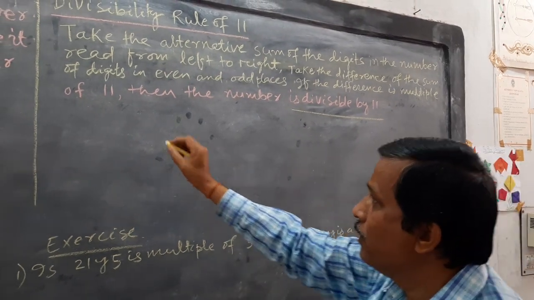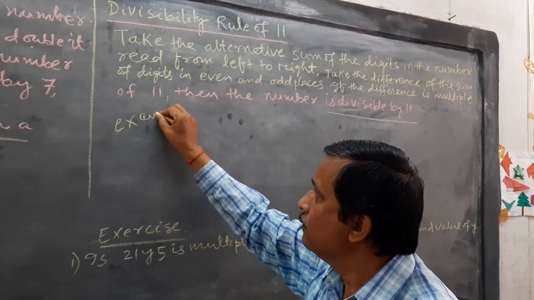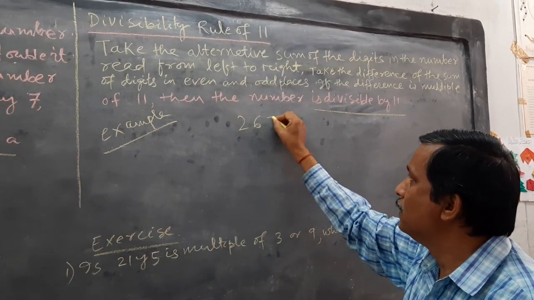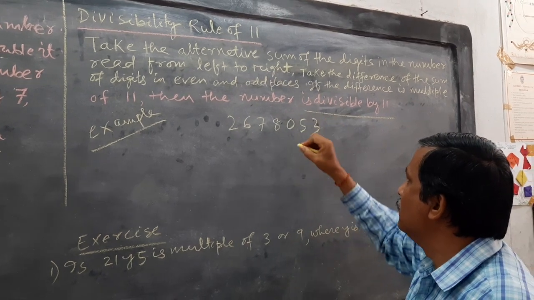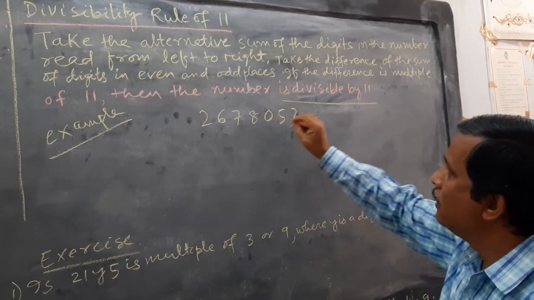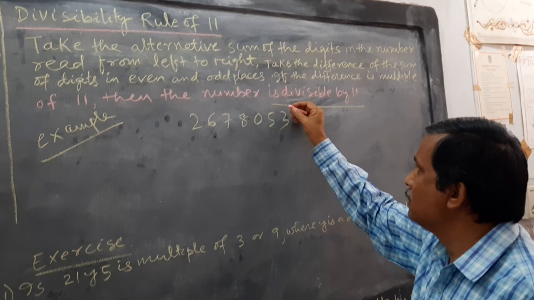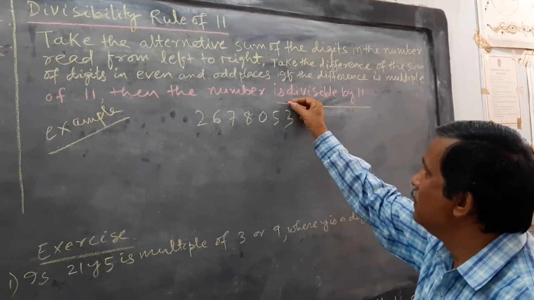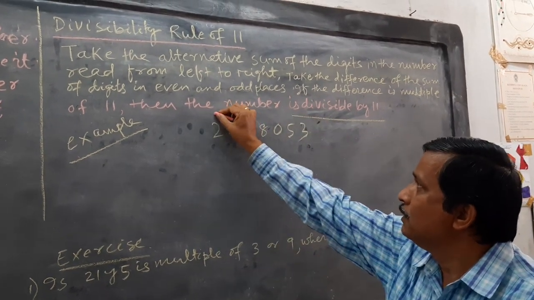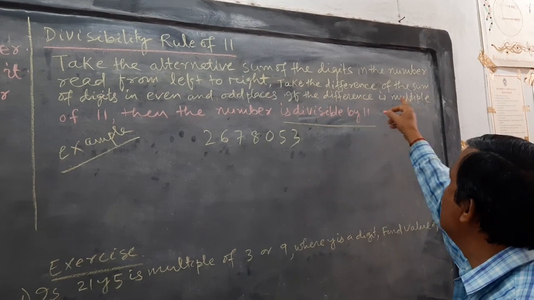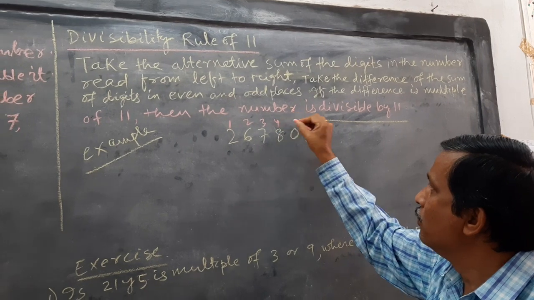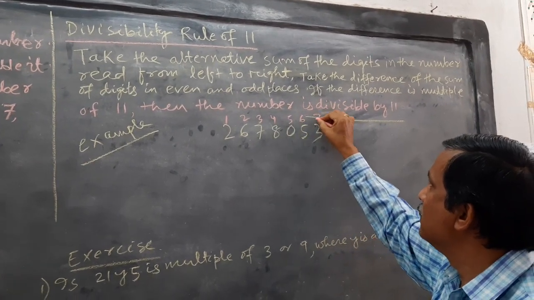For example, I am taking a number. Suppose 2, 6, 7, 8, 0, 5, 3, in this manner. So you see, first you have to take the even places and the odd places. Suppose you are doing this, reading from left to right. Take the difference of the numbers. Suppose you are taking places 1, 2, 3, 4, 5, 6, 7.